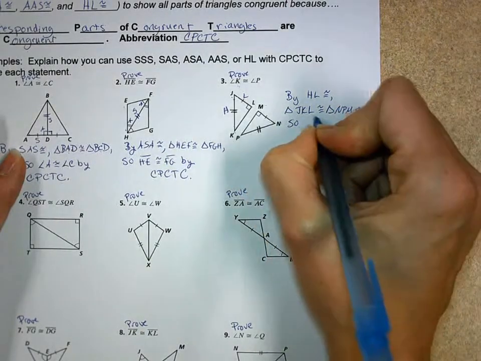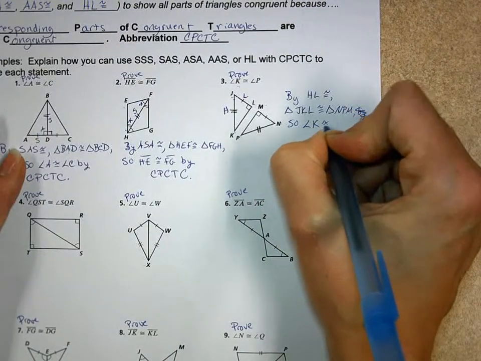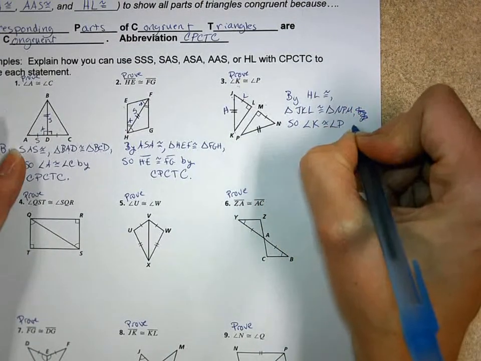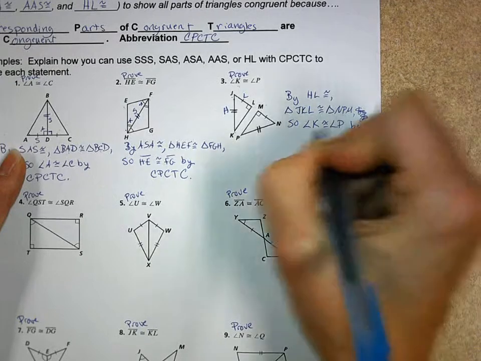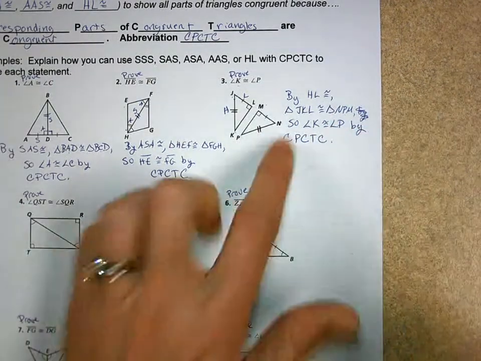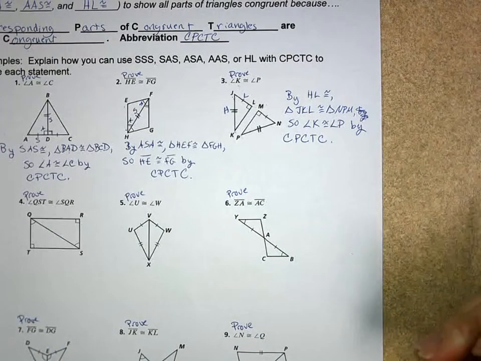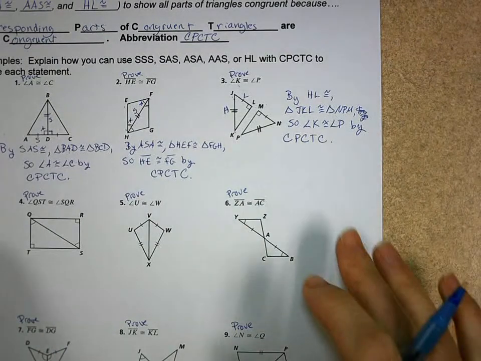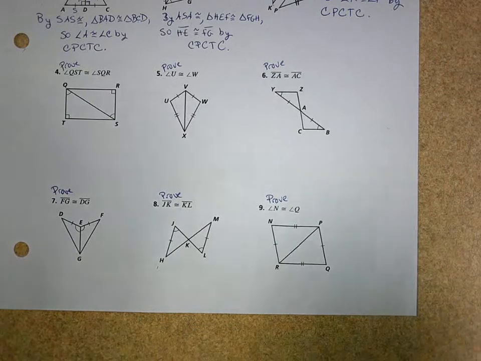But I've got to make sure I'm focusing here. Angle K is congruent to angle P because we know corresponding parts of congruent triangles are congruent. Basically, this is an abbreviation for the definition of congruent polygons, so we want to use it to our advantage. All right, let's get the next several down here.